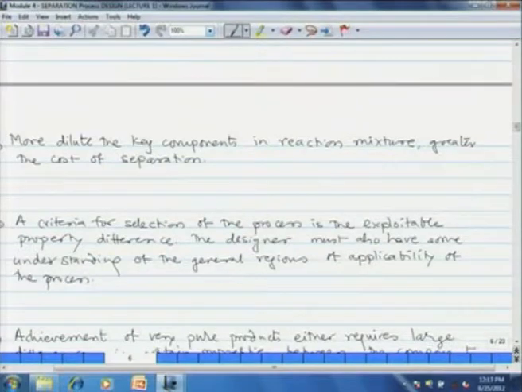Now, one obvious feature of the whole separation process is how concentrated the reaction mixture to be separated is. The more dilute the key components in the reaction mixture, the greater the cost of separation. That is obvious, because you have to treat a very large volume for recovery of a very small amount of product. So, the cost of operation increases with the volume that is being treated. However, the cost of product even with 99.999% recovery is much lesser.